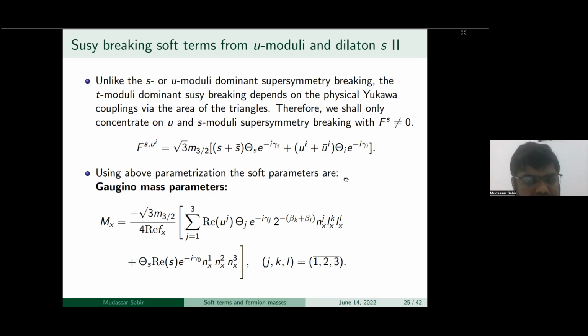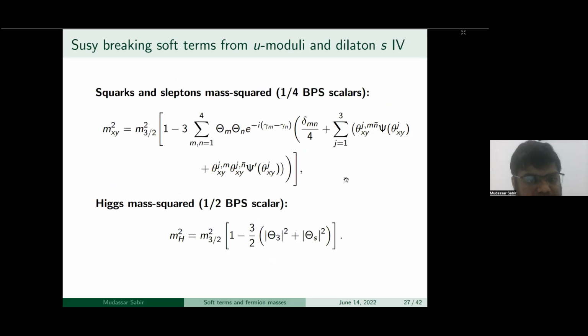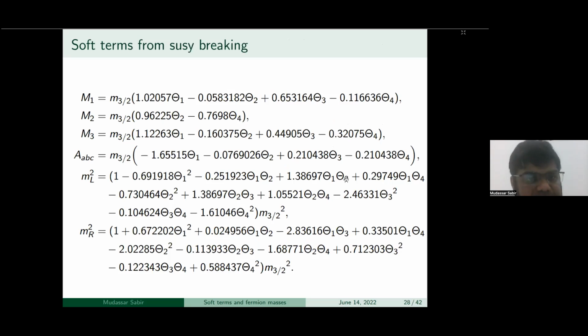So now we have the following simple equations in terms of the moduli and the wrapping numbers. So these Mx are the Gaugino mass parameters. This is the Bino mass parameter, the trilinear coupling, the squarks and the leptons mass squared, and the Higgs mass. And this is our final result for the soft terms from SUSY breaking with M1, the Bino mass, and M2, M3 masses, and the trilinear coupling, and the left and right-handed superparticle masses in terms of the Gravitino mass and the various Goldstino angles.